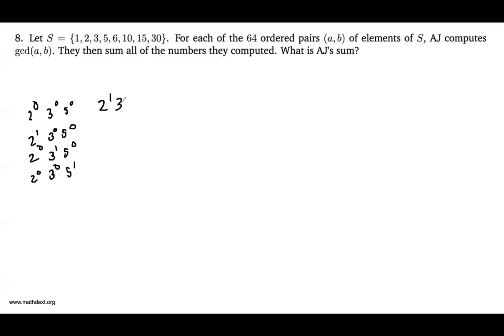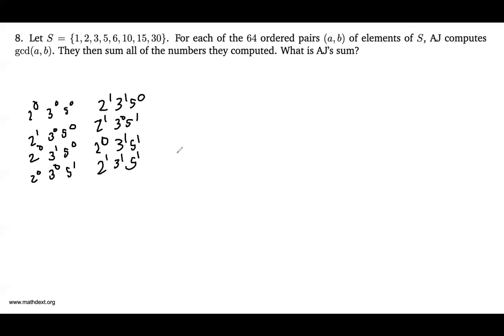Then we have 2 to the 1, 3 to the 1, 5 to the 0, which is 6. 2 to the 1, 3 to the 0, 5 to the 1, 10. 2 to the 0, 3 to the 1, 5 to the 1, which is 15. And 2 to the 1, 3 to the 1, 5 to the 1, which is 30. And there has to be something special about this, right? Since these 8 numbers all happen to conveniently be just multiples of 2, 3, and 5, such that every prime shows up in their prime factorization between 0 and 1 times.